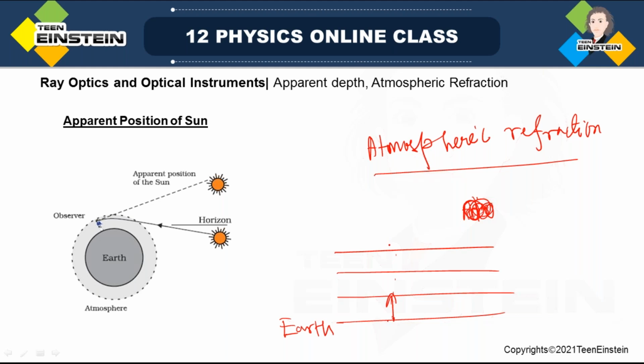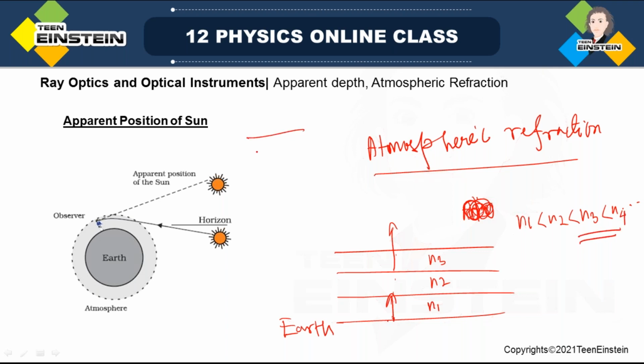So as you go higher and higher in altitude or height, the density of the atmosphere increases, hence the refractive index. Suppose this layer has N1, this has N2, this has N3, like that. As you go higher and higher, the refractive index actually goes higher and higher. It becomes greater and greater.